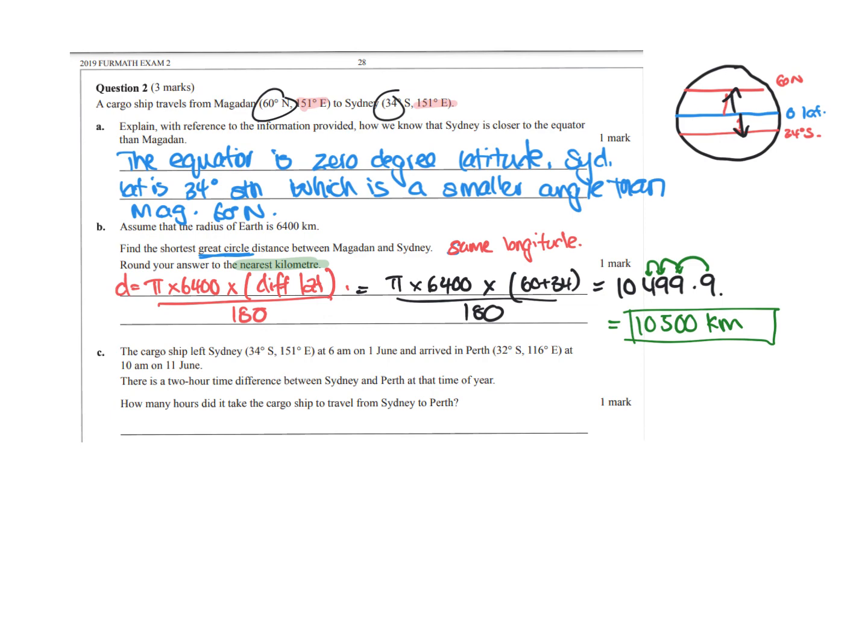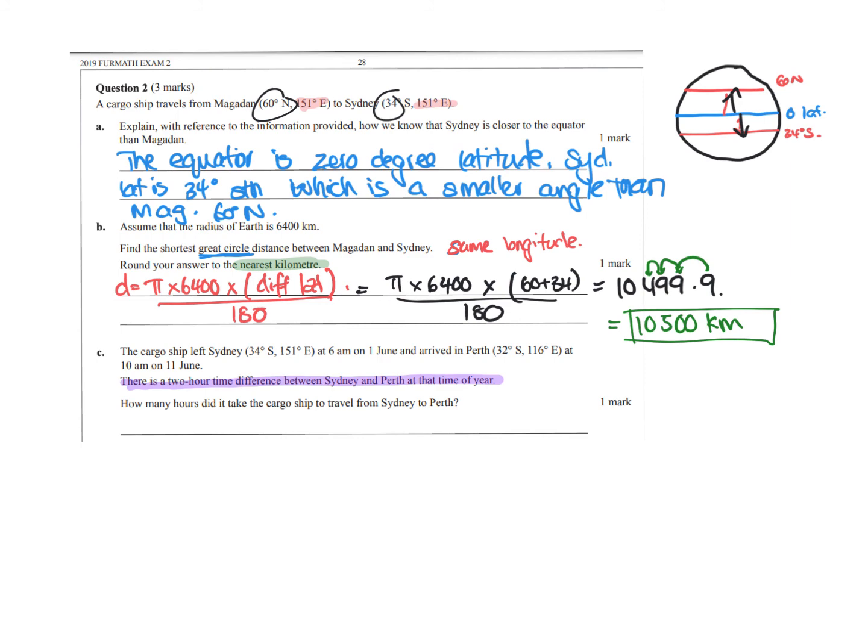All right, and then finally we're on to the time zone one. The cargo ship left Sydney at 6 a.m. on the 1st of June and arrived in Perth at 10 a.m. on the 11th of June. Now, there is a 2-hour time difference between Sydney and Perth. How many hours did it take the ship to travel?